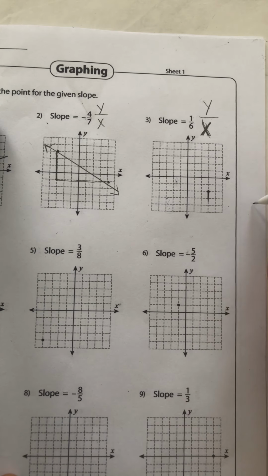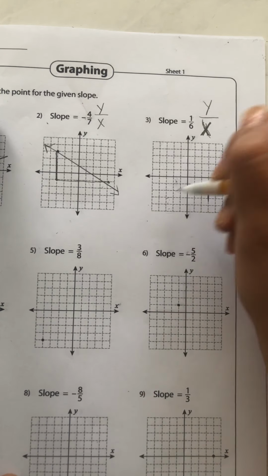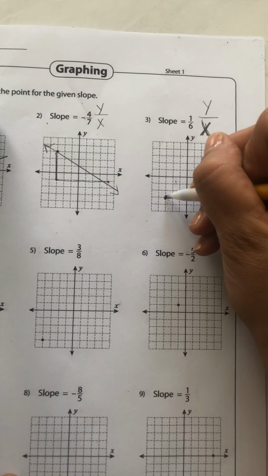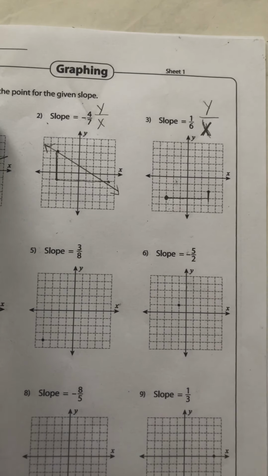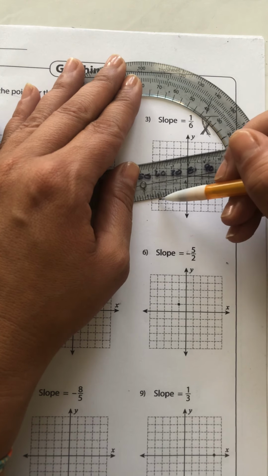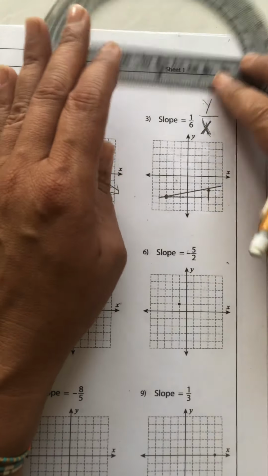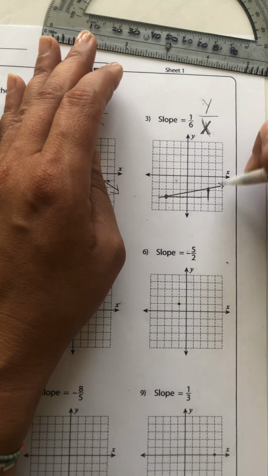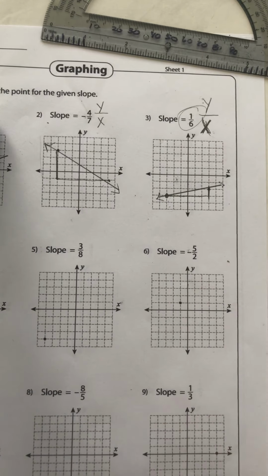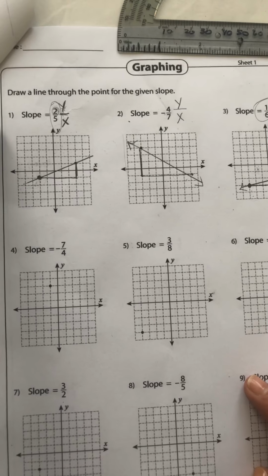Well, it's not gonna be over here because it's not going this way, right? It's going this way. So I go over 6, place my point right there, connect those two lines, and as you can see, this is a very shallow line. It's not a very steep slope because it's only 1/6. It's not very high.